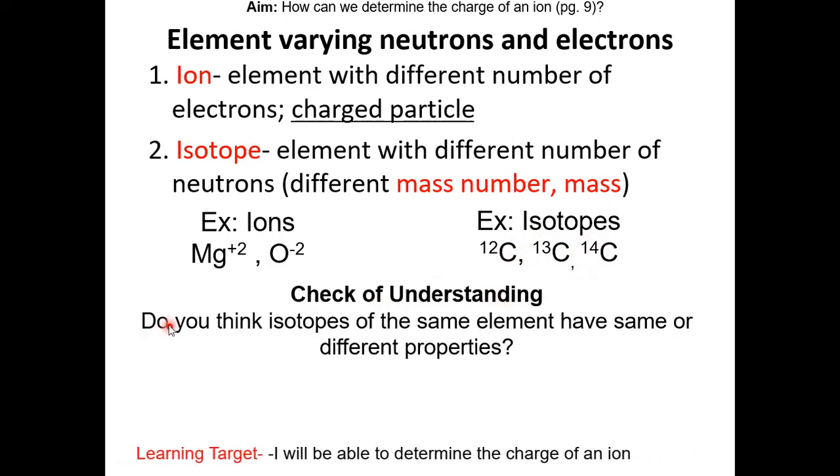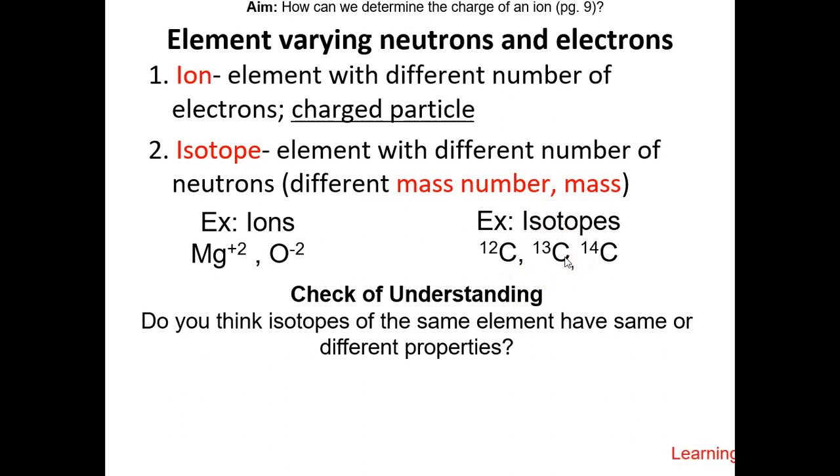Check of understanding. Do you think isotopes of the same element have the same or different properties? So we'll come back to this in the nuclear chemistry unit, but the answer is different. They have slightly different properties, right? Because of the extra neutron. Some of these might be radioactive, right? Carbon 13 is used for dating. So slightly different properties. Keep that in mind.